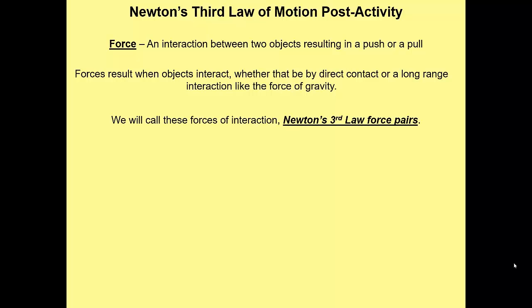And those forces always come in pairs. There's a force that one object puts on the other, and there's a force that's put back. Now, those have different names, but I like to call them Newton's third law force pairs. A concept builder guy calls them something a little bit different. Traditionally, we have a different name for them, but I like Newton's third law force pairs. Okay?